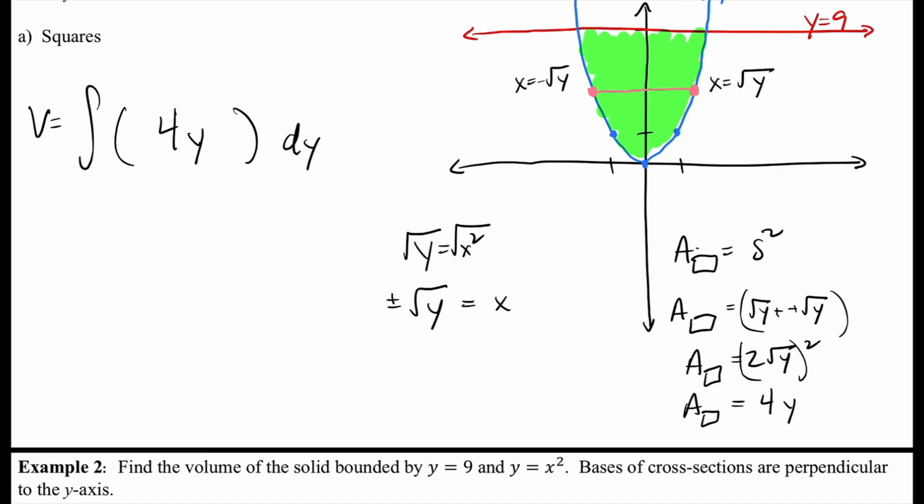Now bounds. So when I go for bounds, I look at the green stuff. Green stuff tells me the bounds, but it's dy. So I'm not looking left and right. I'm looking bottom to top. Well, the bottom is 0. The top is 9. Done. Find the antiderivative. It'll be 4y squared divided by 2. Plug in 9. Plug in 0. Subtract them. Boom, you're done.